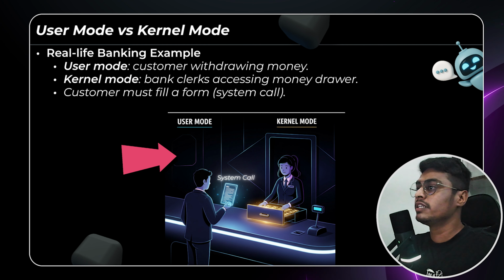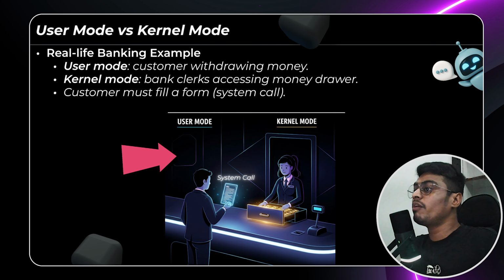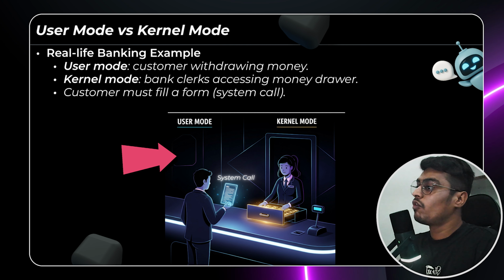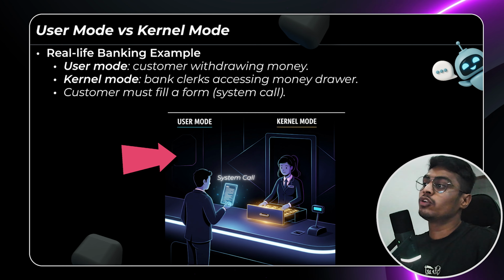Now, to understand with a real life example, we can take a banking example. Think of a bank. You are in user mode when you want to withdraw money. The bank clerk works in kernel mode. You can't directly access the money drawer, but you must fill out a form and give it through the window. They process it and give you the money.